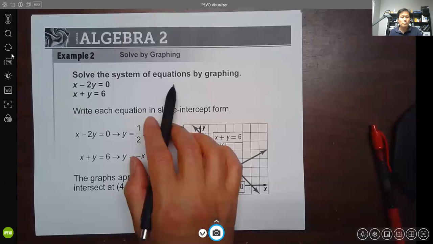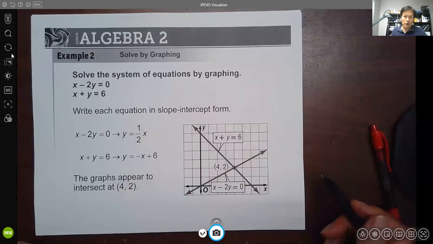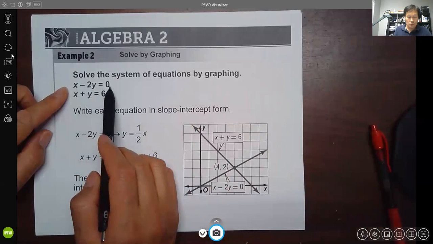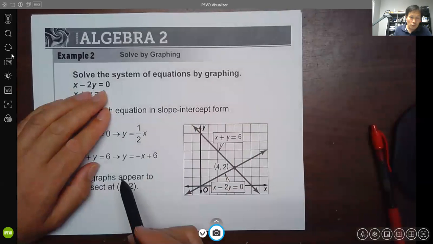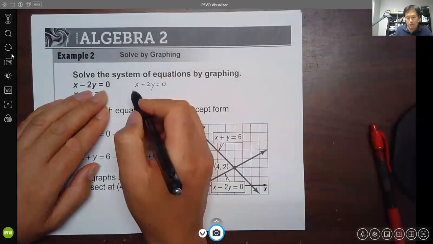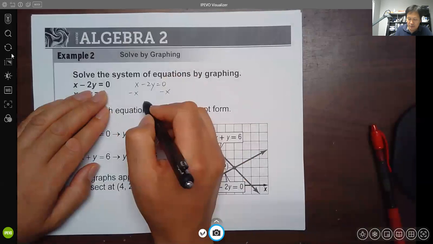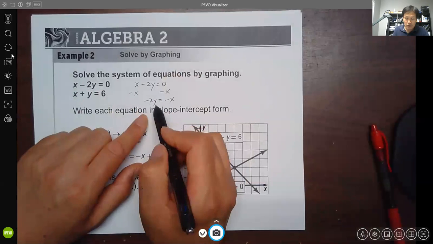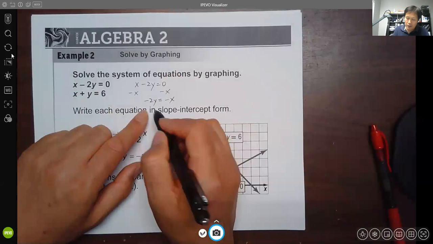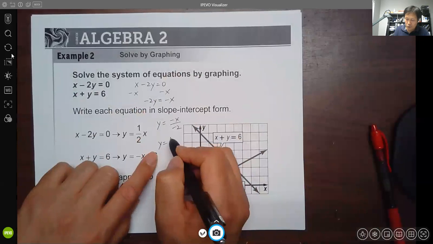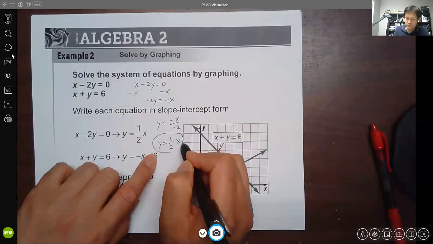Solve the system of equations by graphing. Okay, so now we are doing a different method. So x minus 2y equal to 0. You do need to solve for y. So minus x both sides. Minus 2y equal to minus x. Then divide by minus 2, you get y equal to minus x over minus 2, which is the same as y equal to 1 over 2 x.